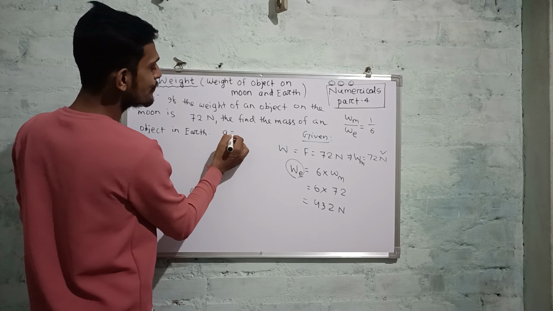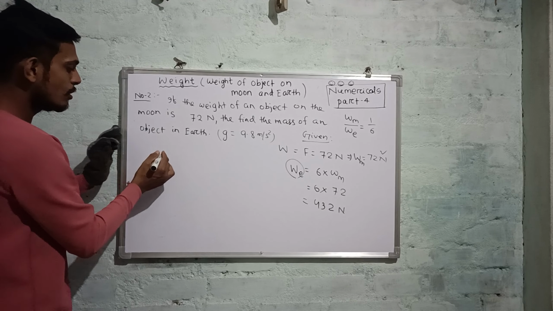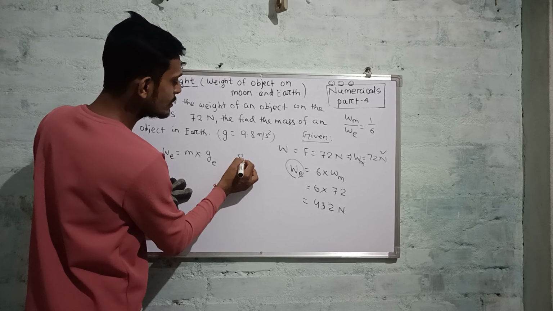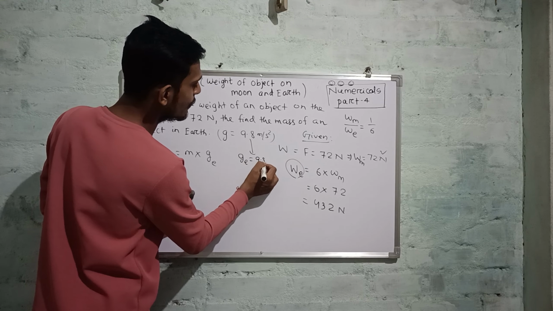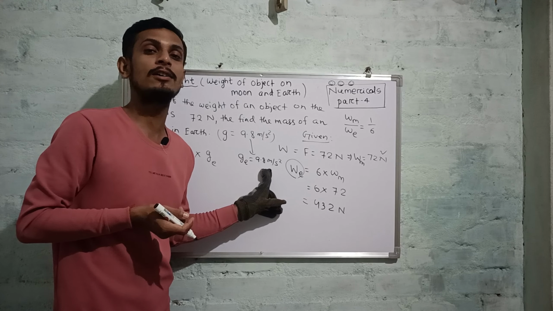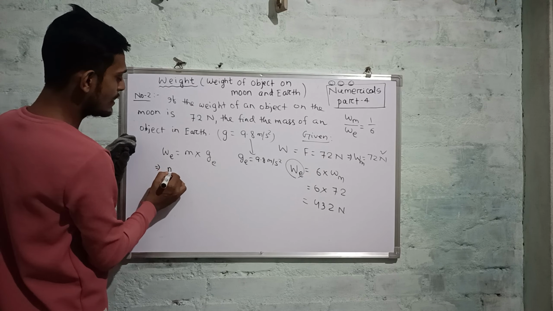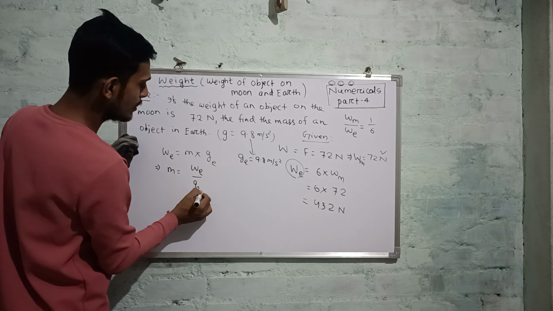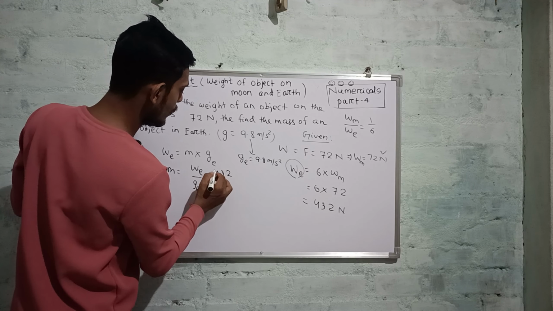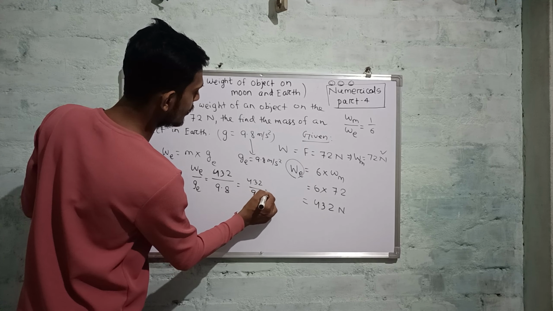And what is the value of g? That is 9.8 meter per second square, the acceleration due to gravity. WE equals M into G on the Earth. In the previous video we discussed that g equals 9.8 on the surface of Earth. So mass equals WE upon g. That is 432 divided by 9.8, so 432 divided by 98 into 1 by 10.